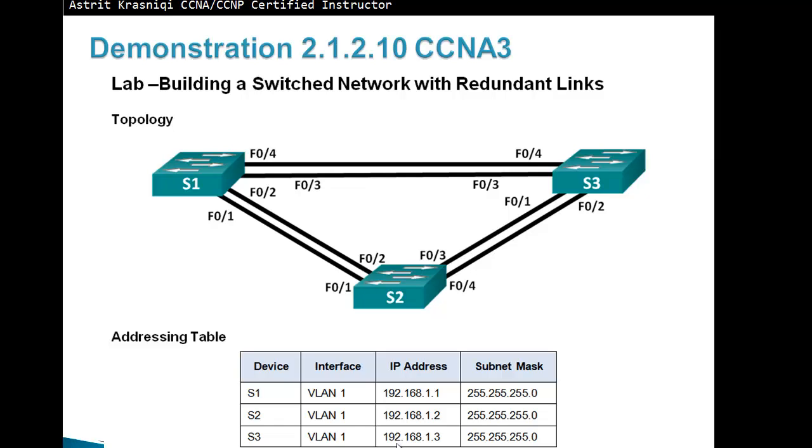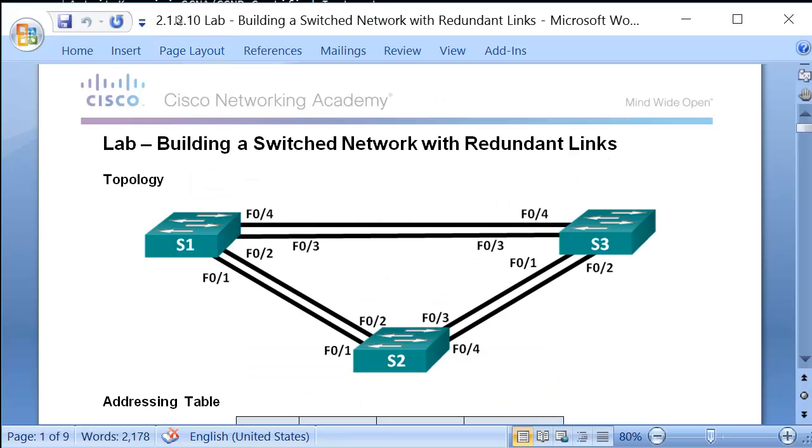In this video I will do a demonstration on building a switch network with redundant links. This is lab 2.1.2.10 with CCNA 3. Okay, so this is the lab that we're going to do, 2.1.2.10, building a switched network with redundant links.